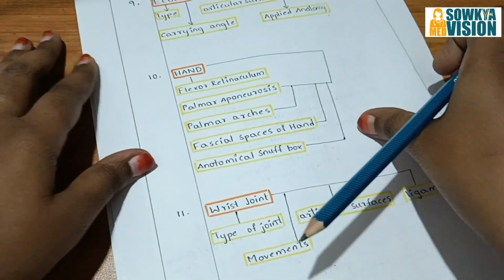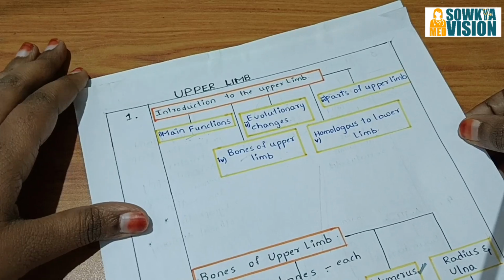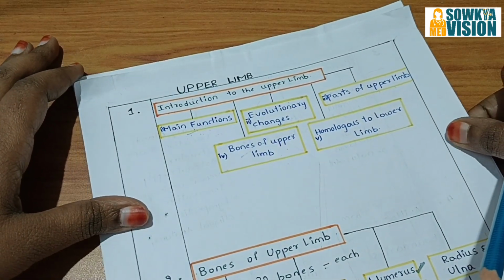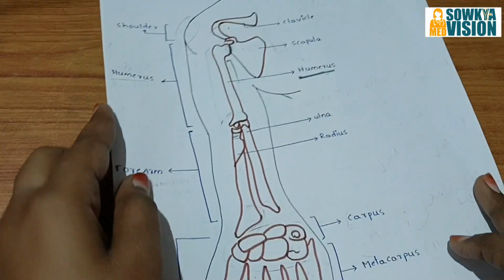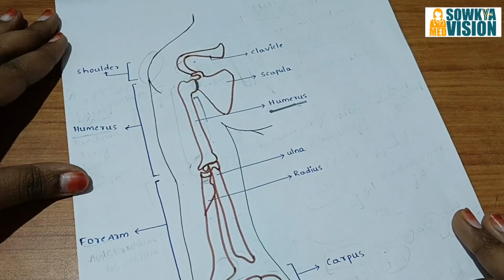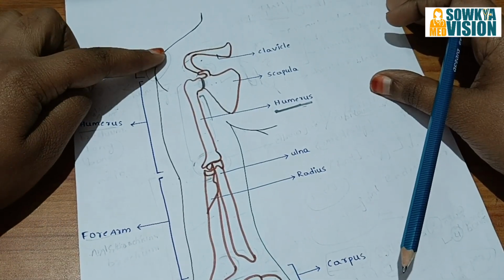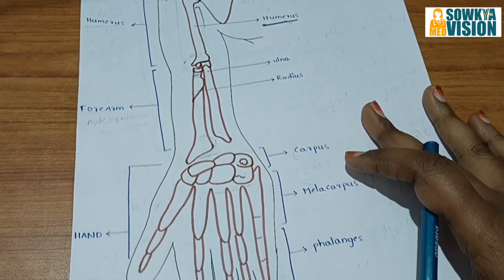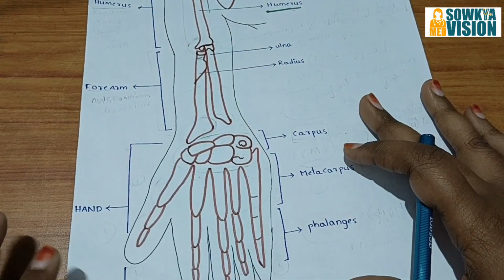So today our discussion is about the introduction to upper limb. And now this is the upper limb, right? The part extending from the shoulder to the tip of the fingers is known as upper limb.